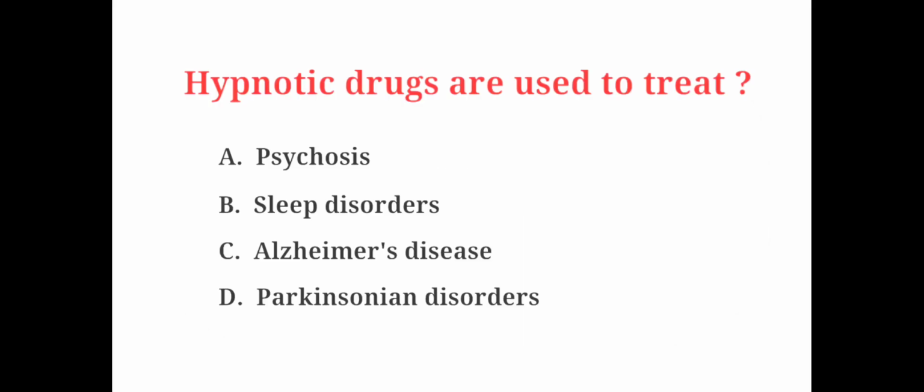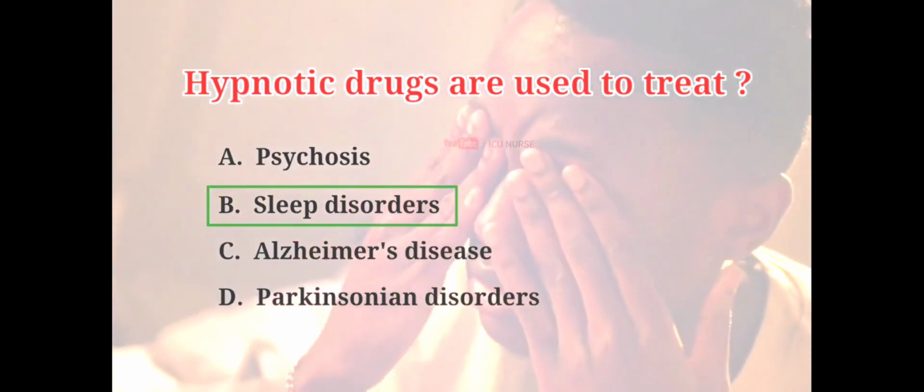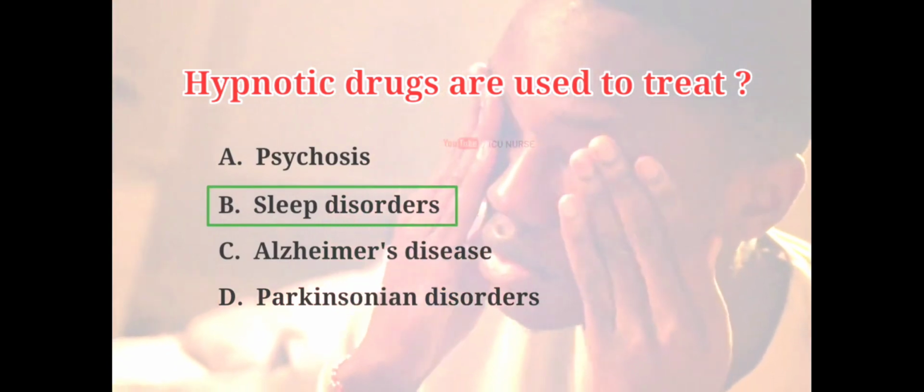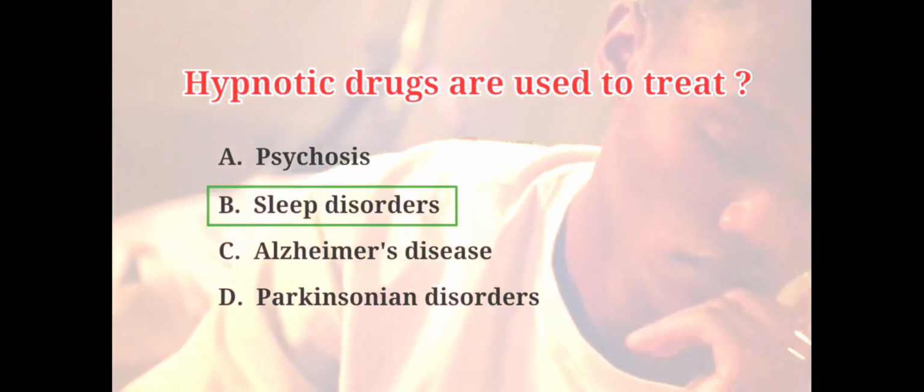Hypnotic drugs are used to treat A. Psychosis, B. Sleep disorders, C. Alzheimer's disease, D. Parkinsonian disorders. And the correct answer is B. Sleep disorders. Hypnotics are drugs that are used to help people fall asleep. Doctors recommend and prescribe them based on the type of sleep problem they have. Hypnotic drugs are also called sleep aids or sleeping pills.